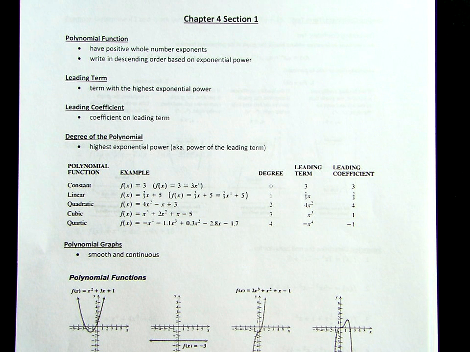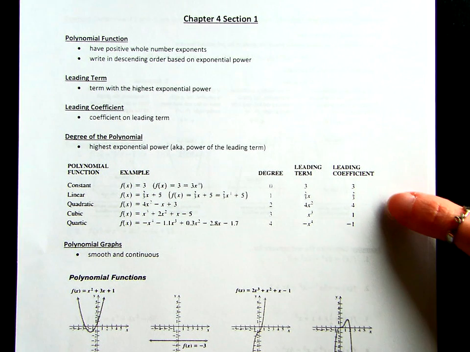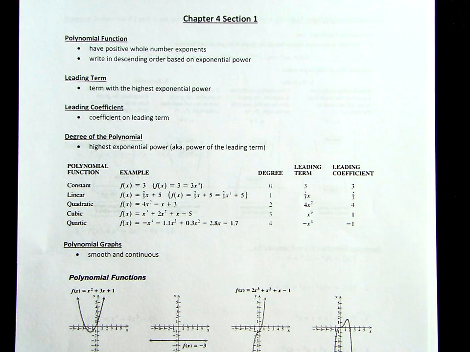And this table that's here in the middle of the page came straight out of your book, but I liked it because it gives you some examples of various polynomial functions and what they look like in general terms, but then also what the degree of that polynomial function is, the leading term of that polynomial function, and the leading coefficient. Because I know for a fact some of your homework assignments are just going to be asking, what is the degree? What is the leading term? What is the leading coefficient?